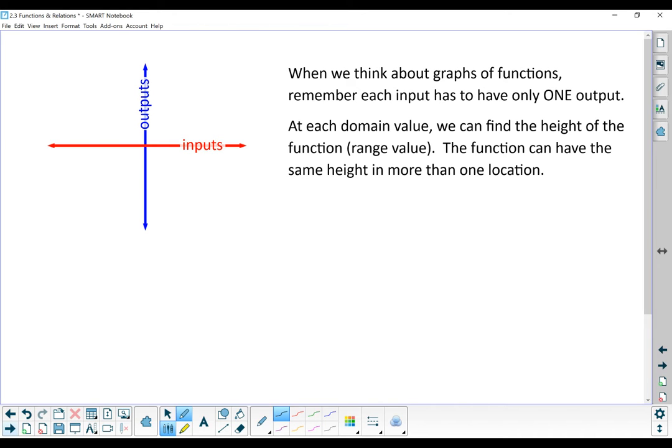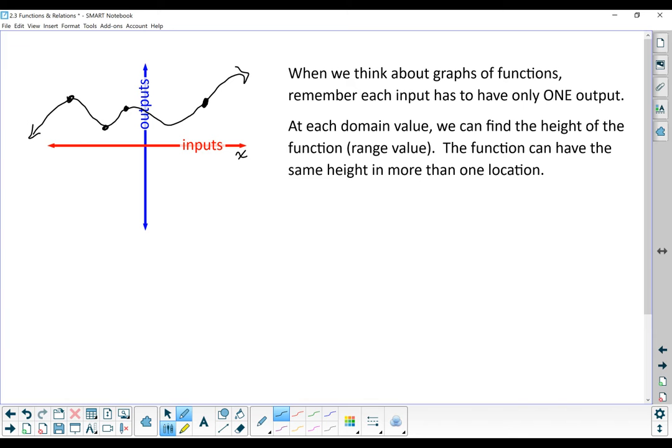We're going to switch now to thinking about some graphs of functions or graphs of relations and try to decide if they're functions or not. For a function, each input can only have one output. So for each input value, there can be one output only. That means, for every x value on our graph, we usually call that the x-axis, it can only have one height.